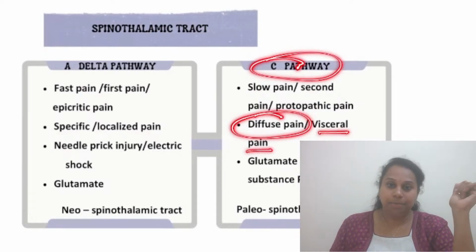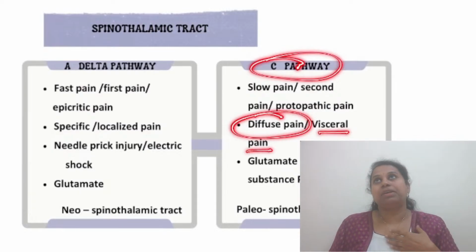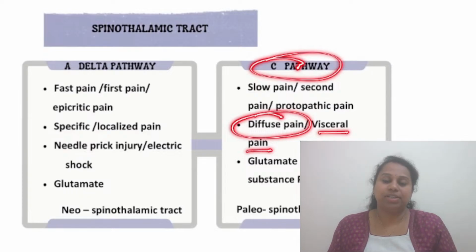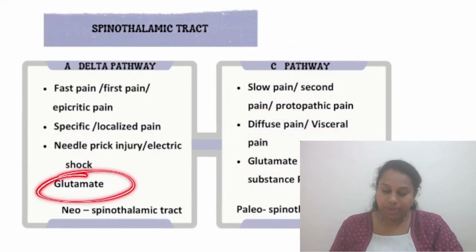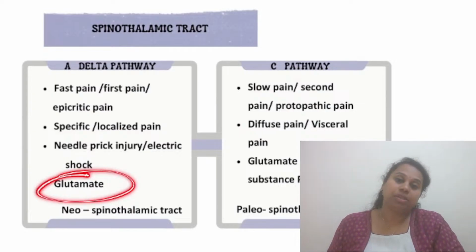Example, visceral pain. Any pain arising from your viscera, your gastritis pain, menstrual pain or renal colic pain, any pain which comes from inside the viscera is a visceral pain. The neurotransmitter for A delta pathway is glutamate. It's a specific pathway, localized pathway. So one neurotransmitter, glutamate, is enough.